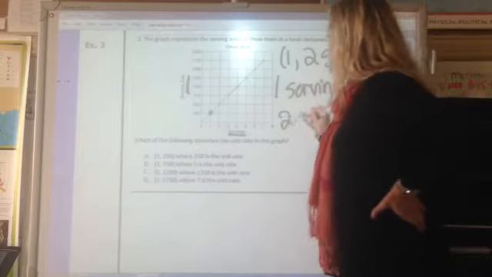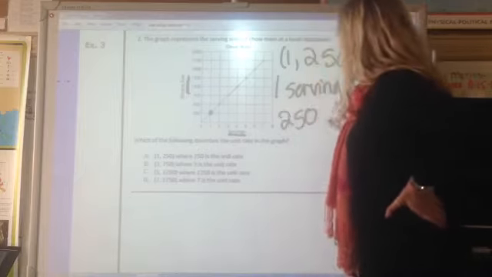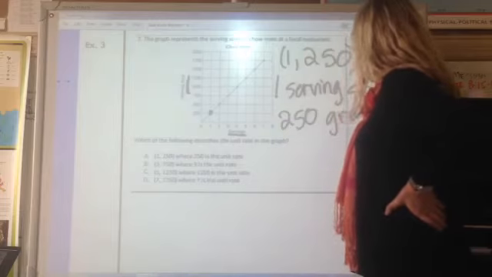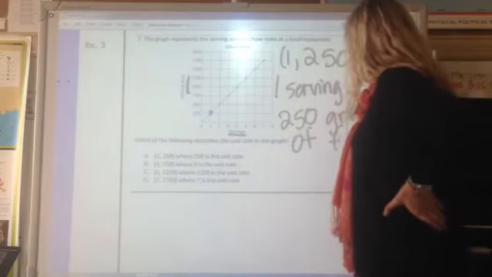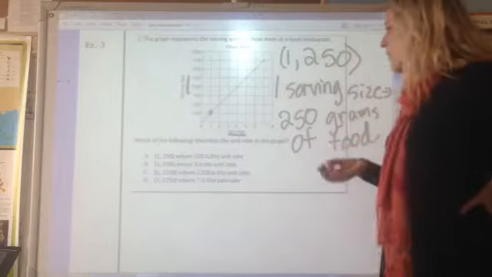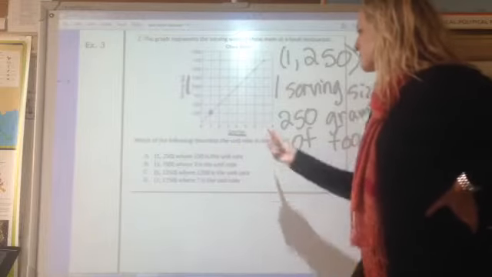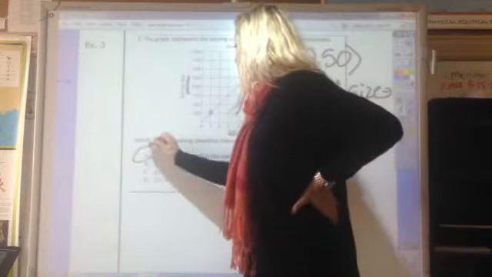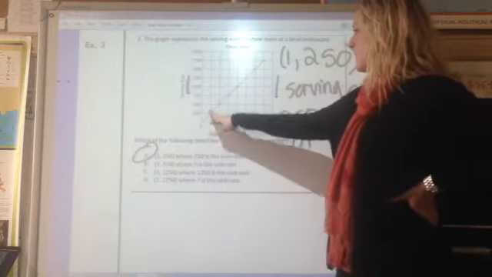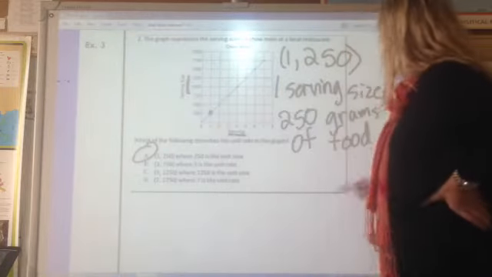I'm going to get 250 grams of food. So again, of these answer choices, 1 and 250, where 250 is the unit rate, because wherever x is 1, y is my unit rate.